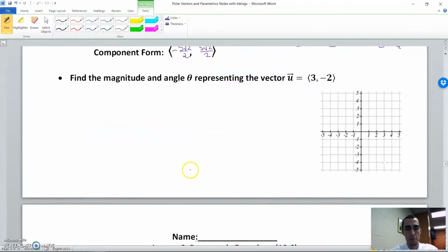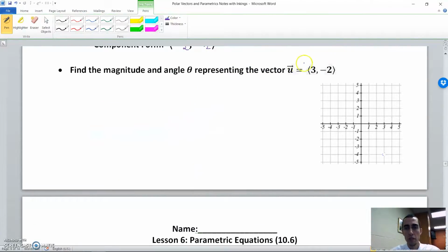Next up, we're given the vector and we want to find the magnitude of that vector and then the angle that helps create it. So we have a vector in standard position, so it starts at the origin. It's going to go 3 to the right and 2 down. It's going to look something like that. So we want to find the magnitude of this vector. In other words, how long is this vector?